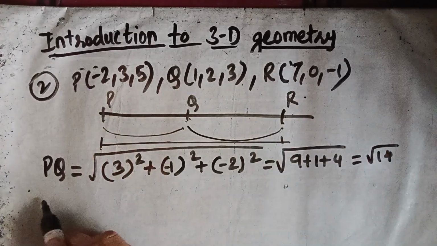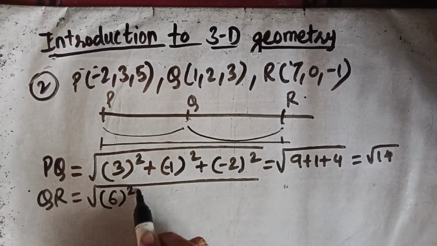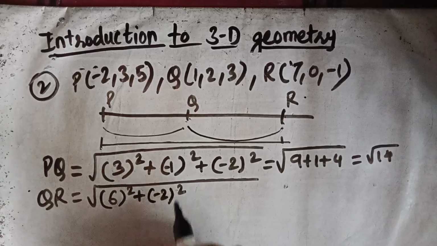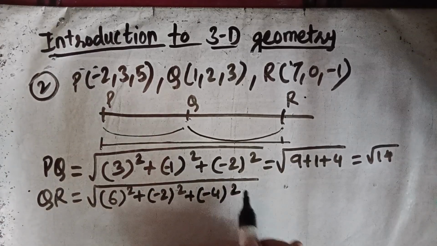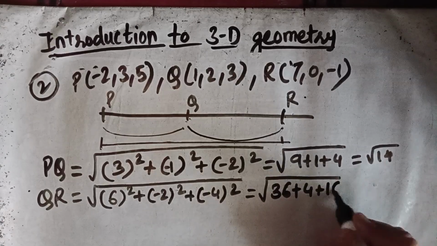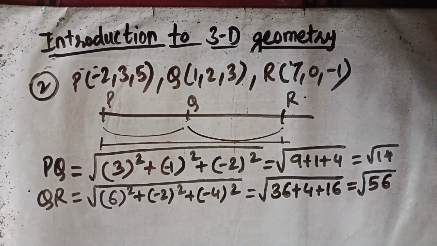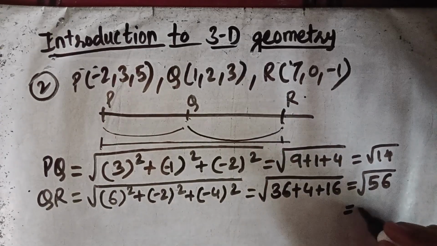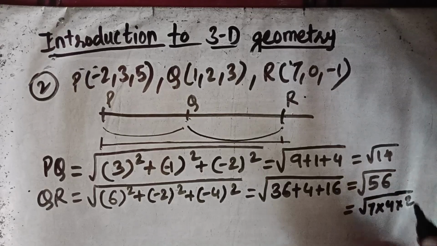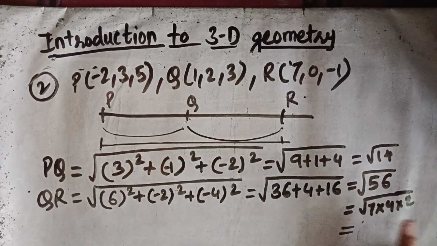Root 40. Then QR is root 56. This you can reduce. 56 is 4 into 14, so 2 root 14.